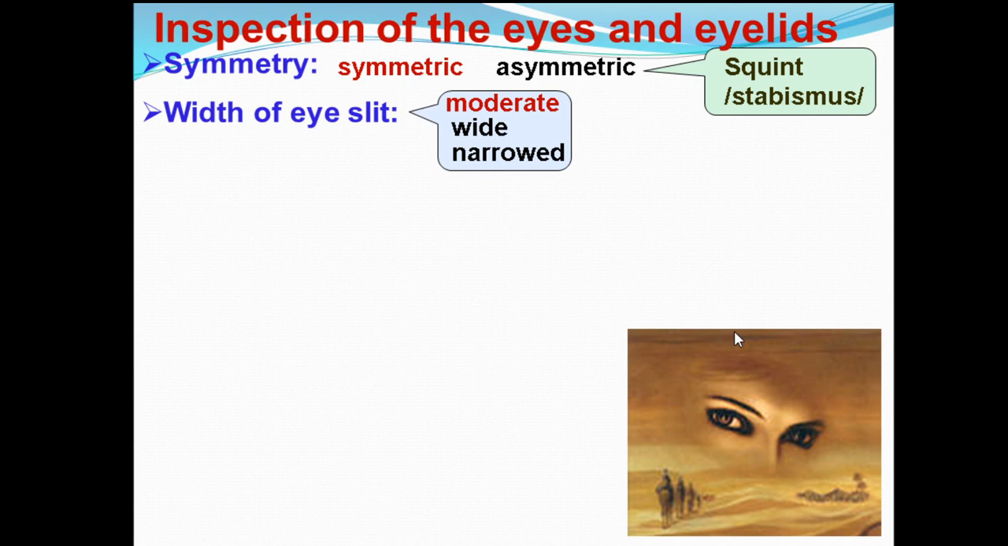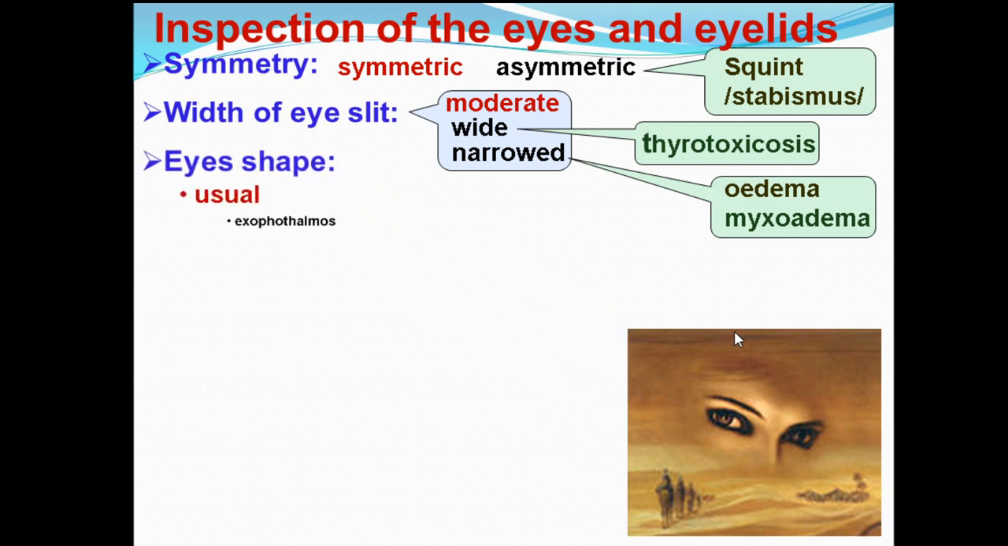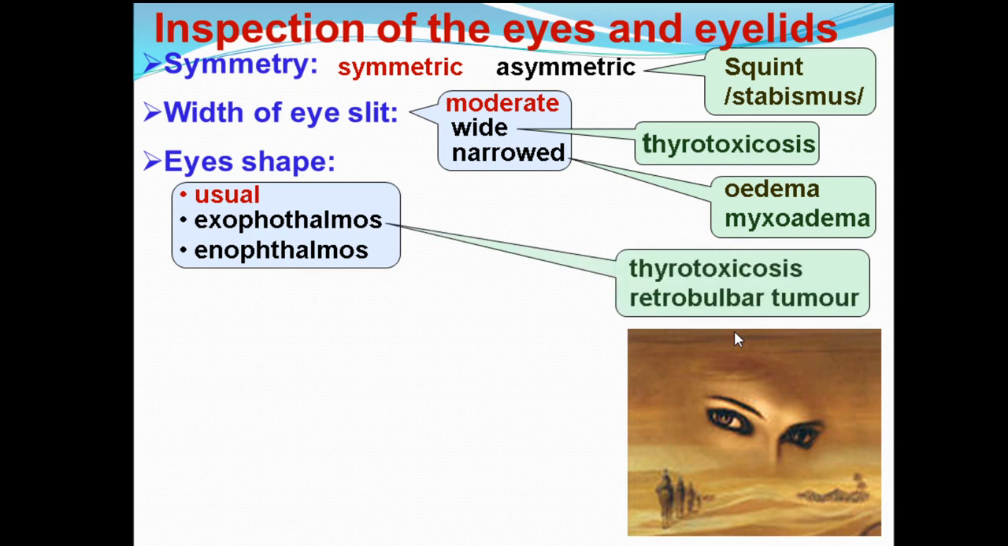We'll pay attention to the width of the eyes. Usually it's moderate. In pathology, it may be wide in a patient with thyrotoxicosis or, on the contrary, narrow in a patient with edema or myxedema. We'll pay attention to eye shape, normally the usual. They may protrude, exophthalmos, in patients with thyrotoxicosis or retrobulbar tumor. You understand, thyrotoxicosis is a symmetrical problem, tumor an asymmetric affection, and the opposite, anophthalmos, depressed eyes, in a patient with myxedema.